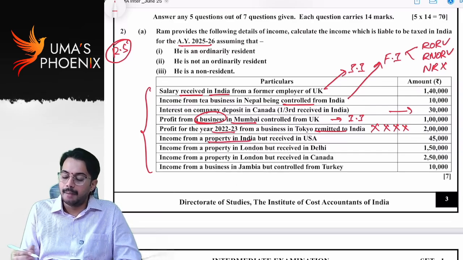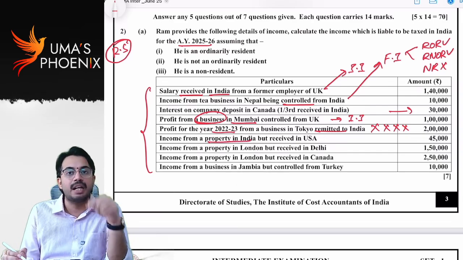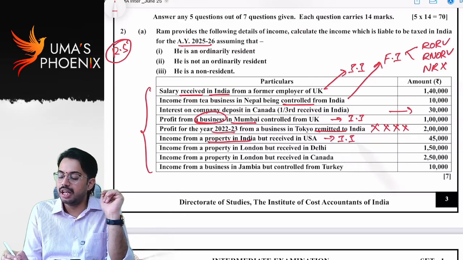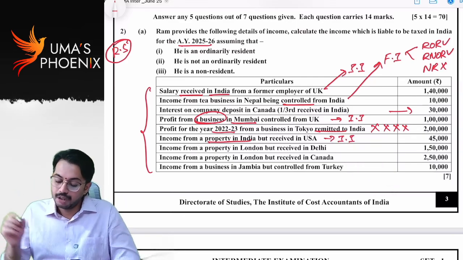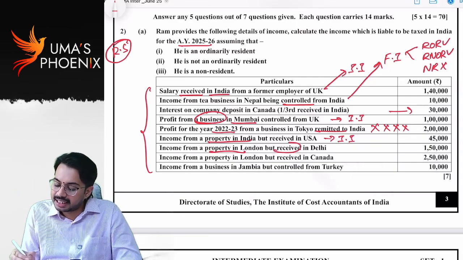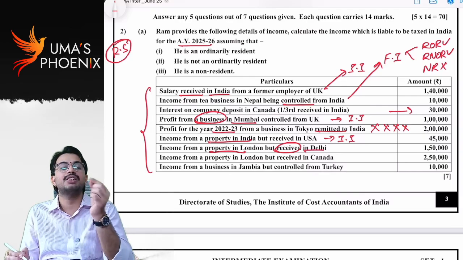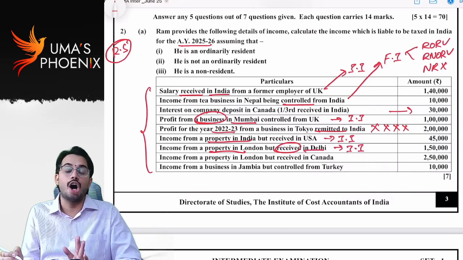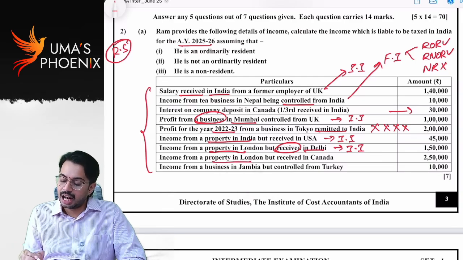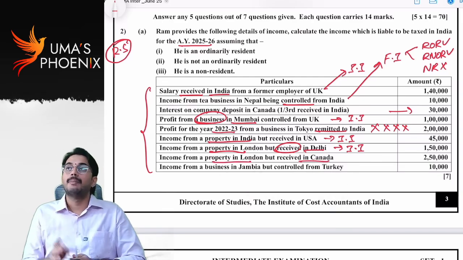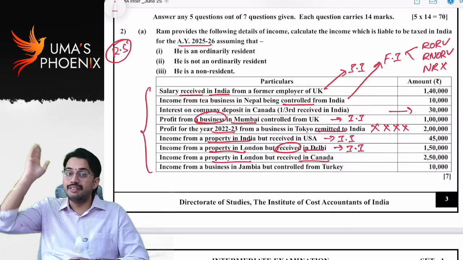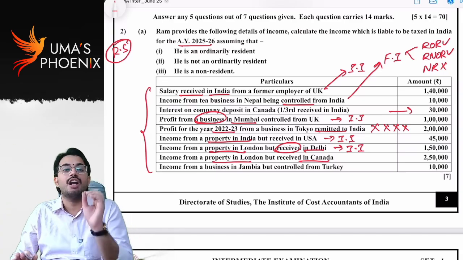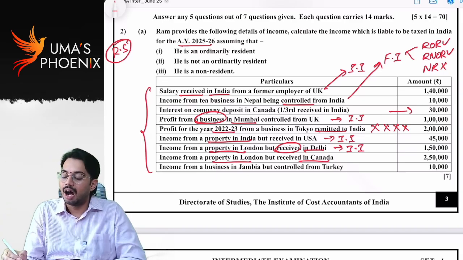Property in India, place of accrual India: it amounts to Indian income, taxable for all. Property in London, received in Delhi. If the place of receipt is in India, it is Indian income, taxable for all. Property located in London, received in Canada. Both are outside India, so it is foreign income. Foreign income is taxable only for ROR.